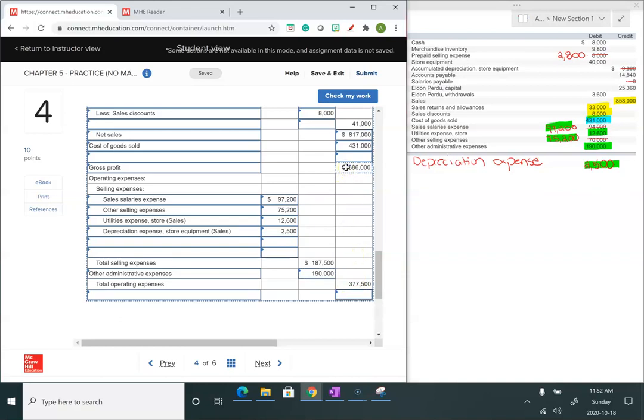And we want the gross profit to be higher, because then that means that we have enough left over after we sell our product and what we paid for it to pay all of our selling and all of our admin expenses. So this will be our profit. If it was negative, if we had more operating expenses than gross profit, then we would be at a loss. So if you take the 386,000 minus this 377,500, you get a profit of 8,500.